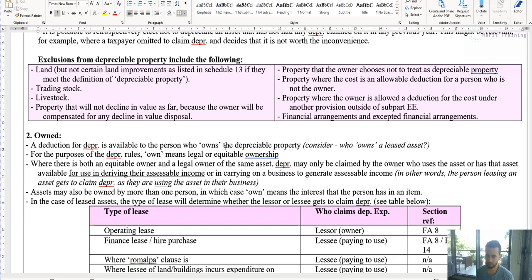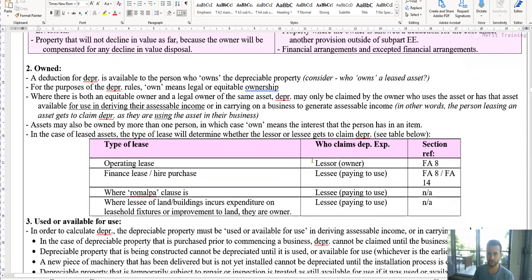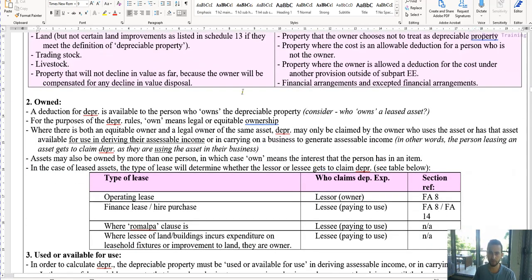It's like you going to the bank, borrowing money for a mortgage to buy a house. You're paying the mortgage back, that's your installments, but at the end of the day, you own the house, right? So that's why we need to distinguish between the different types of leases, and in each situation, who gets to claim the depreciation expense because they own the asset. And we mean own, which we'll talk about a little bit later, but it's right here. But it's basically who is using the asset to derive their assessable income. Whoever is using the asset to derive their assessable income is the one that gets to claim the depreciation.